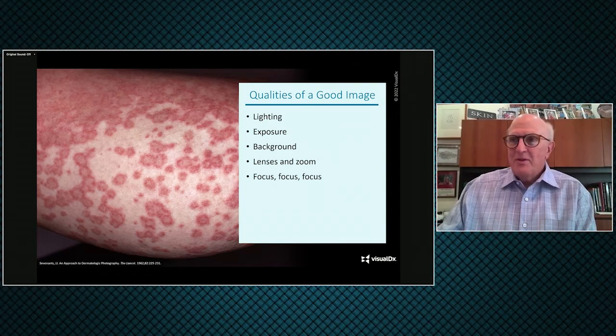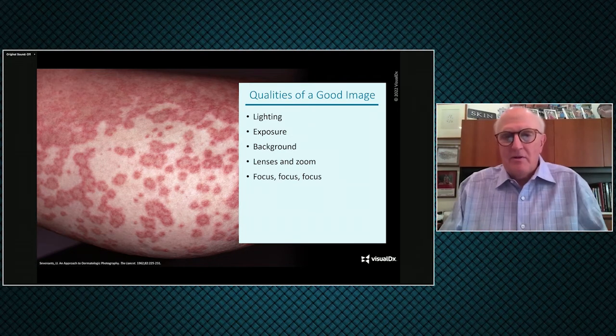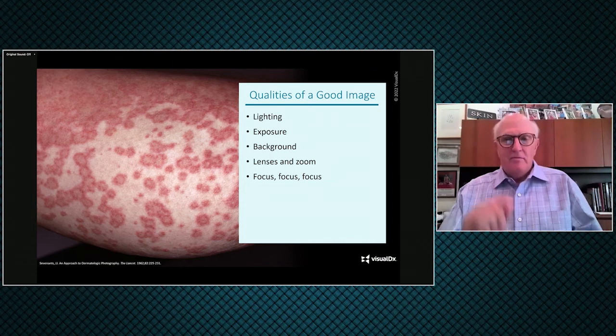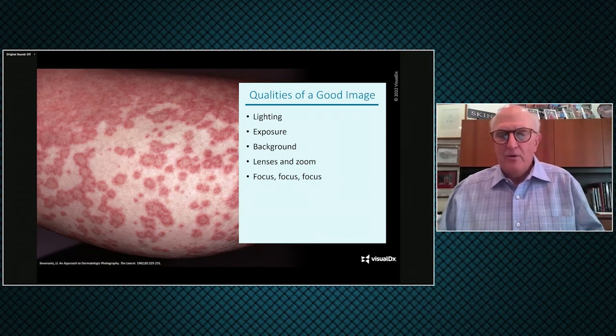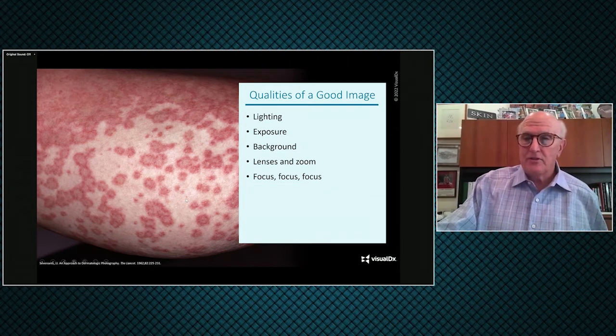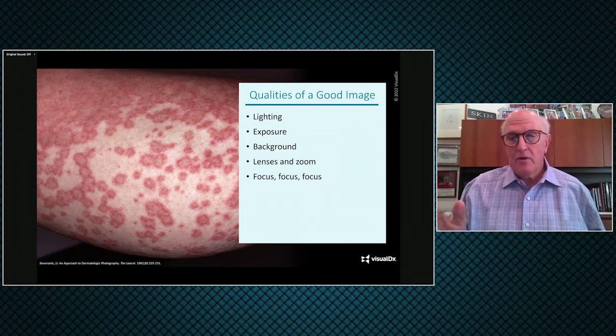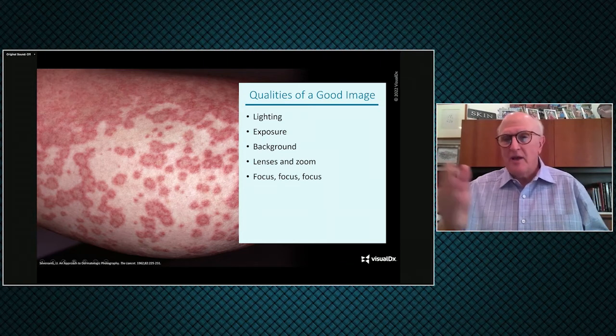Focus. Please, if you're going to take an image, take the time to think about all of these things, but make sure that your image is in focus. Now with smartphones, you can tap on the screen and it focuses for you. With a 35 millimeter single lens reflex camera, you can see the image and you can see if it's in focus. Ones that aren't in focus, don't put them in a chart, discard them, take another picture. Take time to do that.